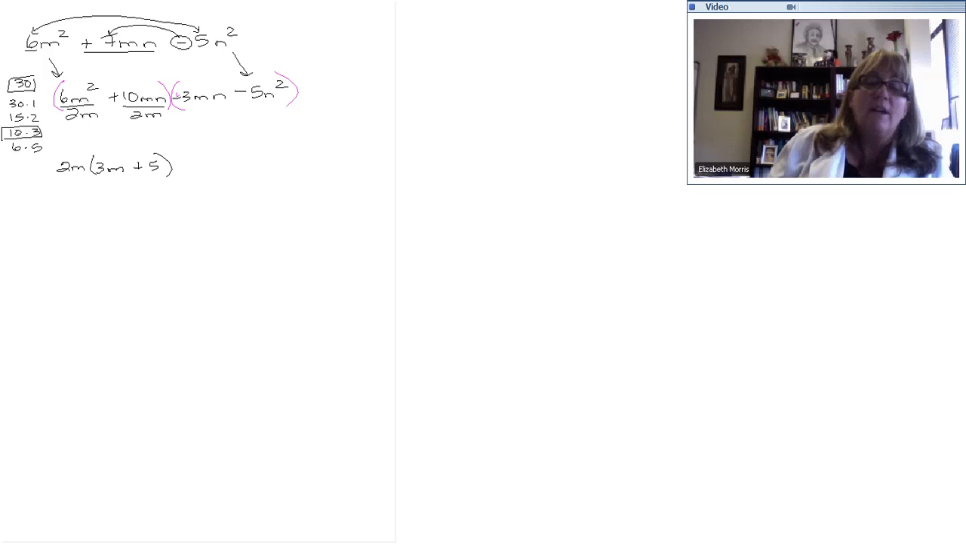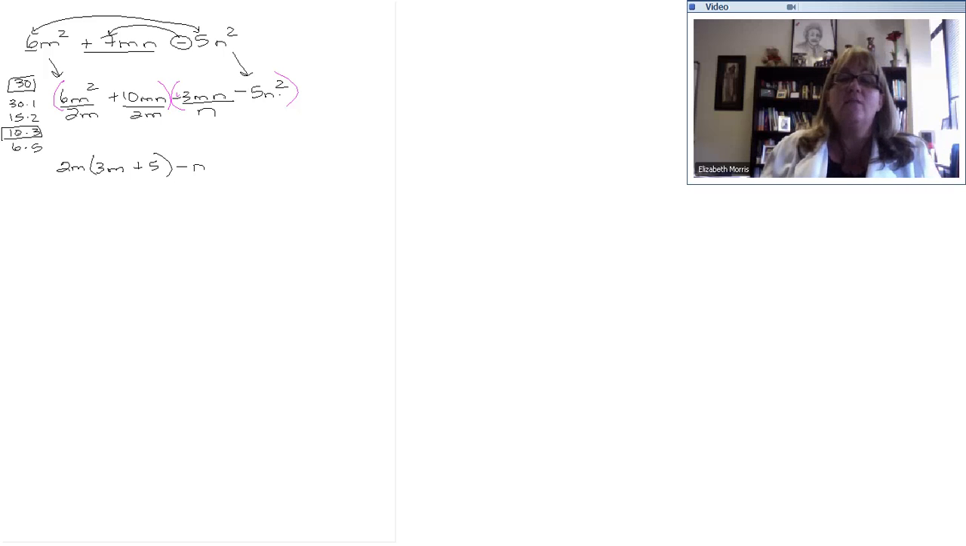Now, whatever I take out of here, I'm taking it out negative. Between 3 and 5, nothing. M, no. But do they each have at least one n? Yes, they do. So I can divide out a negative n. All right? Now, negative and negative makes a positive. The n's go away, so I'm left with 3m. Negative and a negative makes a positive. I'm left with 5n.